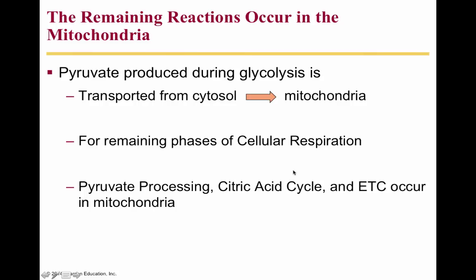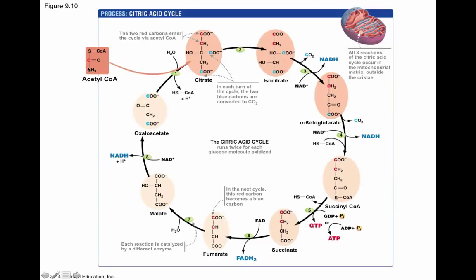All right. Once the pyruvate is made from glycolysis, then we move it into the mitochondria. This is where you get pyruvate processing, the citric acid cycle, and the electron transport chain. These last 3 phases occur in the mitochondria. Here is acetyl-CoA. This is our 2-carbon molecule. And here is our lovely citric acid cycle, or TCA cycle, or Krebs cycle. They're really all the same thing. The reason it's called the citric acid cycle is that the first product in the pathway is citric acid, or citrate.